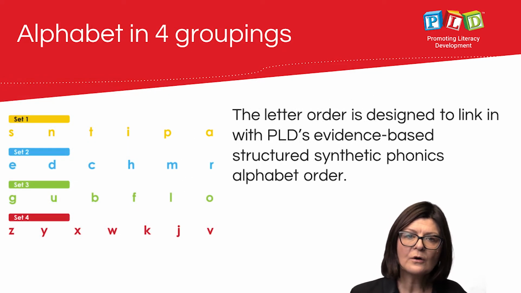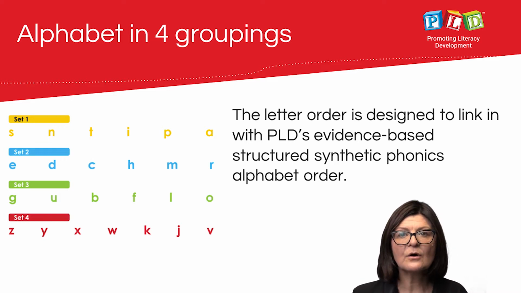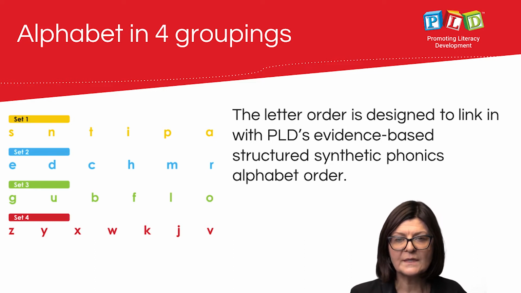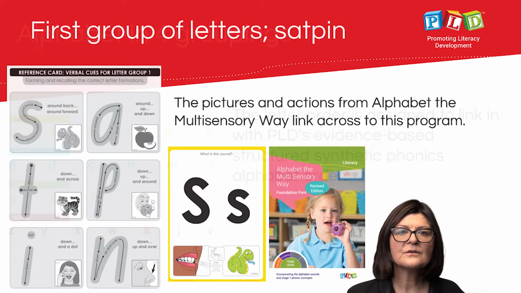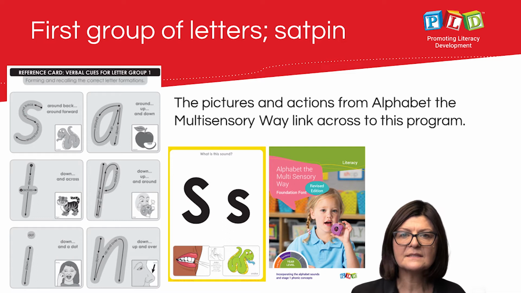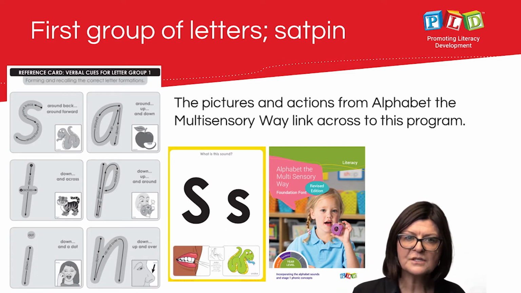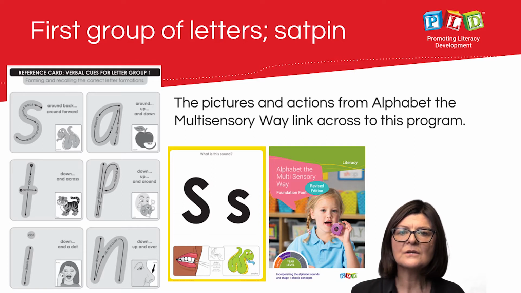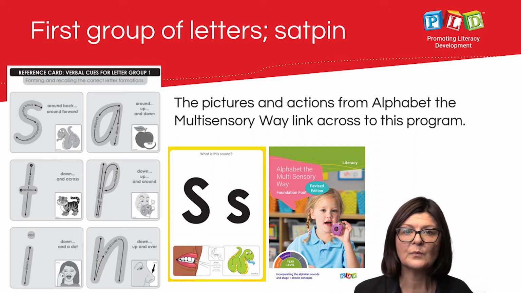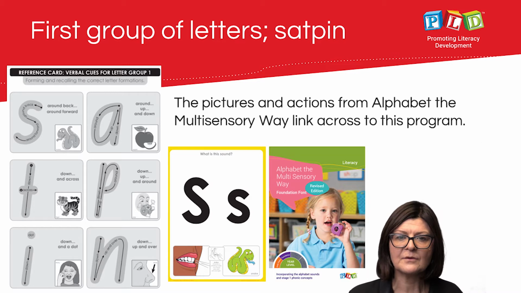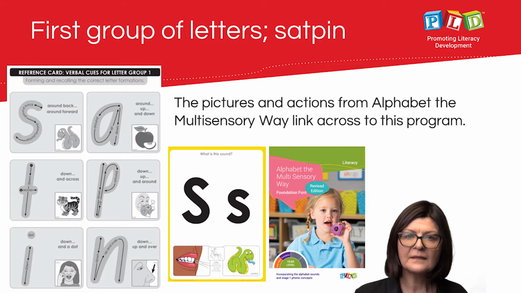The ordering of the alphabet letters links with PLD's evidence-based sequence of letter introduction, starting with SAT-PIN. So the first group of letters, SAT, P, I, N, are linked, the pictures and the actions are linked to PLD's best-selling program, Alphabet the Multisensory Way, which teaches the recognition of those letters.